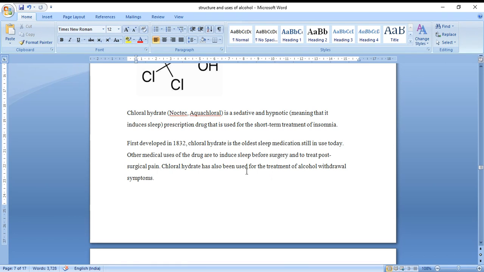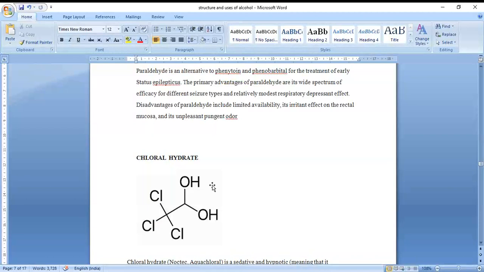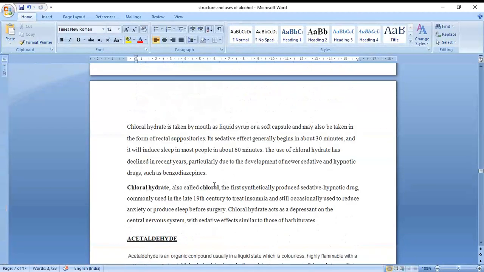What are the other uses? This drug is mainly used to induce sleep before surgery. Why before surgery? Because during the surgery we may not experience pain. It is also used to treat post-surgical pains, as well as for the treatment of alcohol withdrawal symptoms. You people can observe there are similar uses for both paraldehyde and chloral hydrate. Chloral hydrate is generally taken by mouth as a liquid syrup or soft capsules, and may also be taken as rectal suppositories.